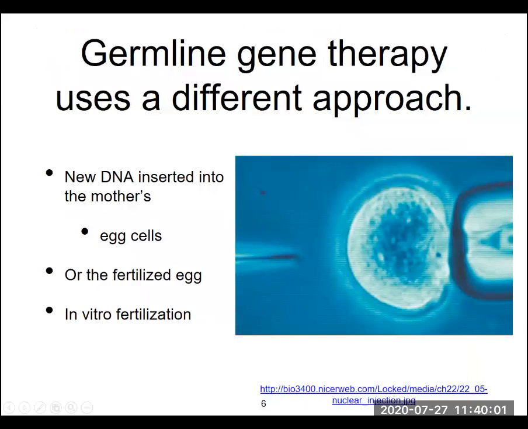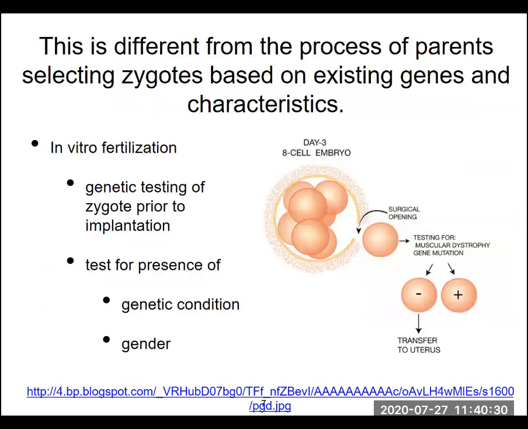Germline gene therapy is a very, very different approach. What we're going to be doing in most cases is working with either an egg cell or a fertilized egg in the process of in vitro fertilization. We're going to take our new piece of DNA and inject it into that egg or fertilized egg. And in doing so, our altered DNA, our corrected DNA, hopefully, is going to be present within all of the cells of that body, including the cells that are going to be involved with producing the eggs and the sperm when that individual is an adult.